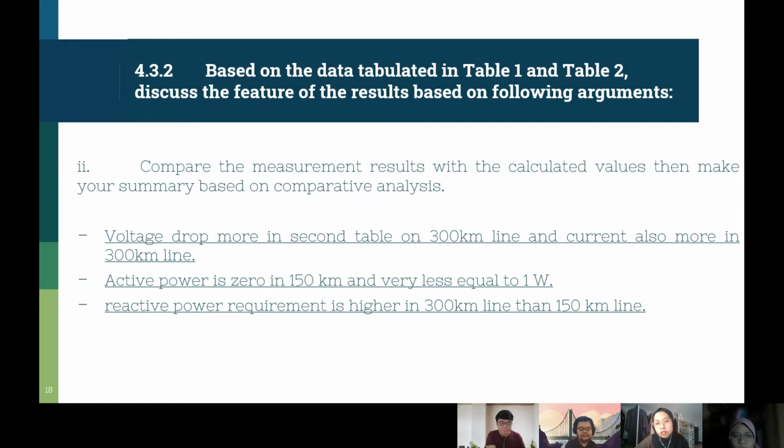For the second question, compare the measurement result with the calculated value, then make your summary based on comparative analysis. From the two tables on comparison, the voltage drop is more in the second table on the 300 kilometer line and the current is also more in the 300 kilometer line. Active power is 0 in 150 kilometer and very small, equal to 1 watt. Reactive power requirement is higher in the 300 kilometer line than the 150 kilometer line. Now, next presenter.